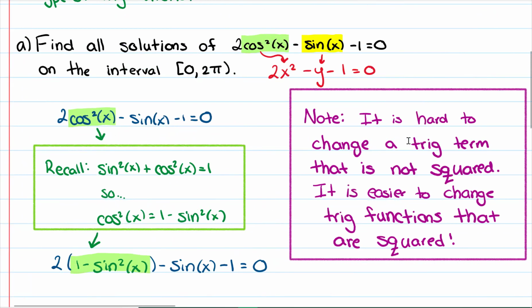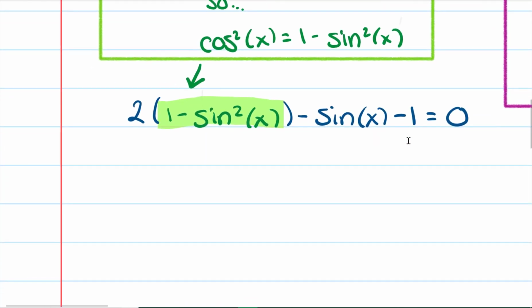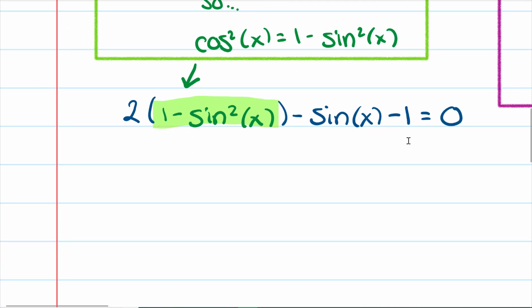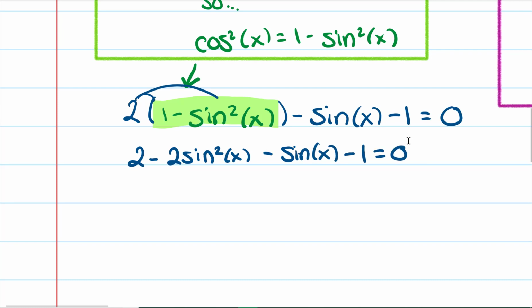A quick side note that I'd like to make is that it is hard to change a trig term that is not squared. It is much easier to change trig functions that are squared, because we have the Pythagorean identities. At this point, we can now just go ahead and solve this problem like we did in the previous problems. So we distribute the 2. We get 2 minus 2 sine squared minus sine of x minus 1 is equal to 0.